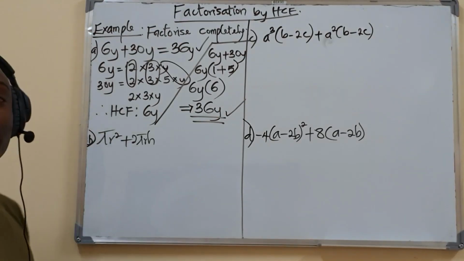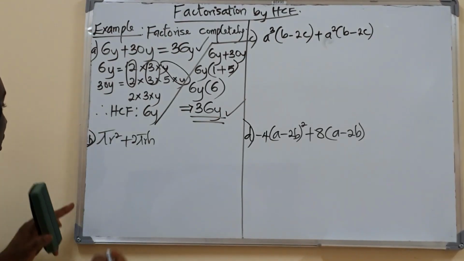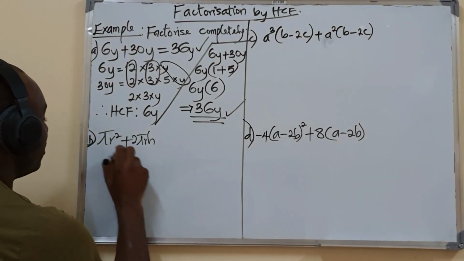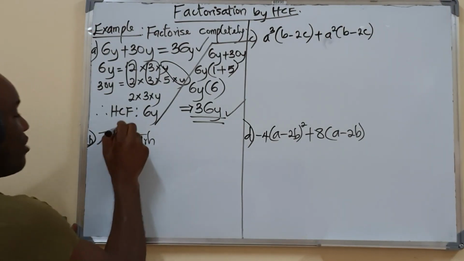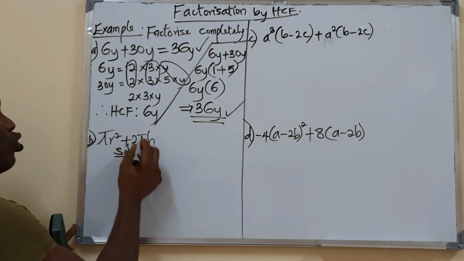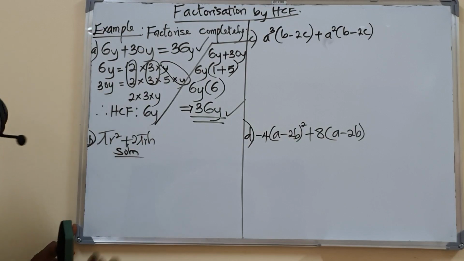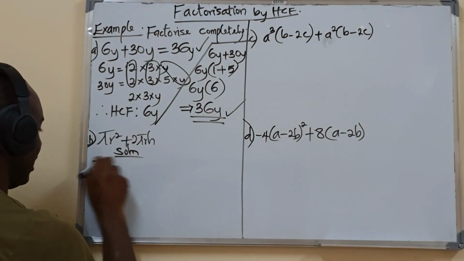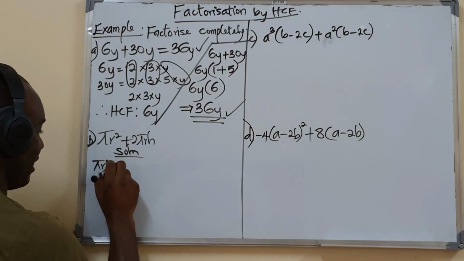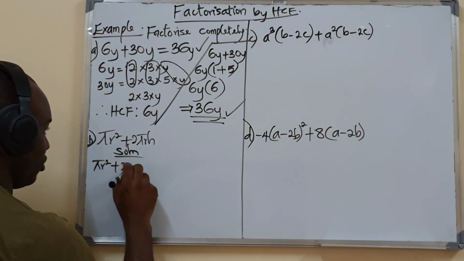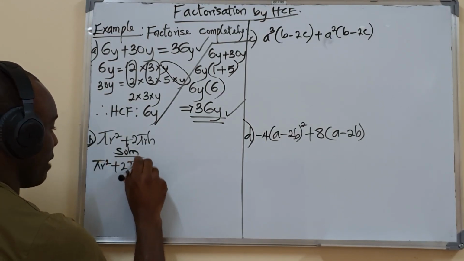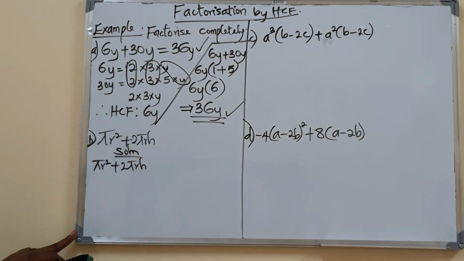So let's swing into action and work it out. The next problem we have right here on the board is pi radius squared add 2 pi r times h, that's times height. Okay, so bringing it out and examining properly to find the HCF: pi radius squared plus 2 pi radius times height.